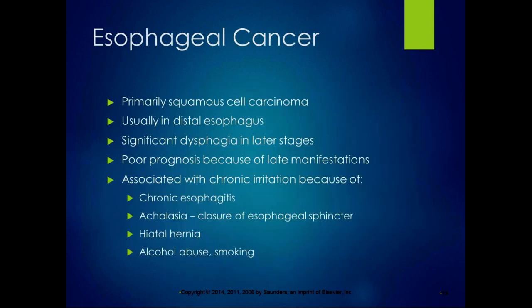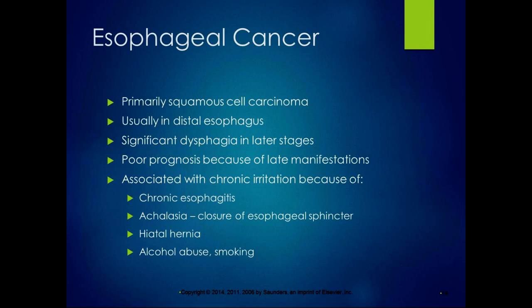So esophageal cancer is usually squamous cell carcinomas, primarily. Usually it's in the distal esophagus, so closer to the mouth. There can be significant dysphagia in later stages because the carcinoma can actually close off the esophagus. A lot of times it's a poor prognosis because of late manifestations. This is the case with a lot of digestive system cancers because you don't have any symptoms until you have a blockage, basically.